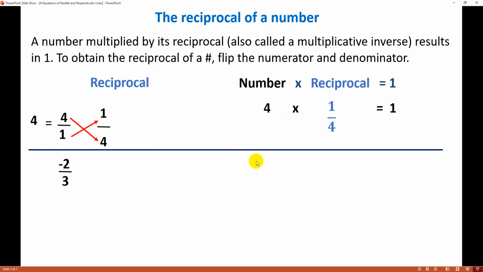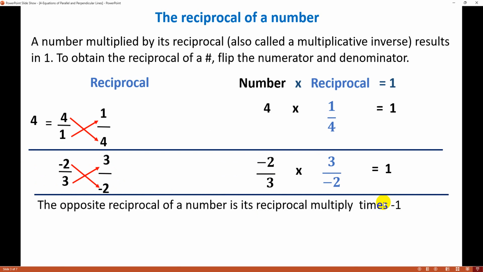Now let's go into another example, negative 2 over 3. Again, to get a reciprocal of this number, we flip numerator and denominator. So the negative 2 goes down, the 3 goes up, and like this we get the reciprocal, 3 over negative 2. So if we multiply negative 2 over 3 times its reciprocal, 3 over negative 2, we get 1.